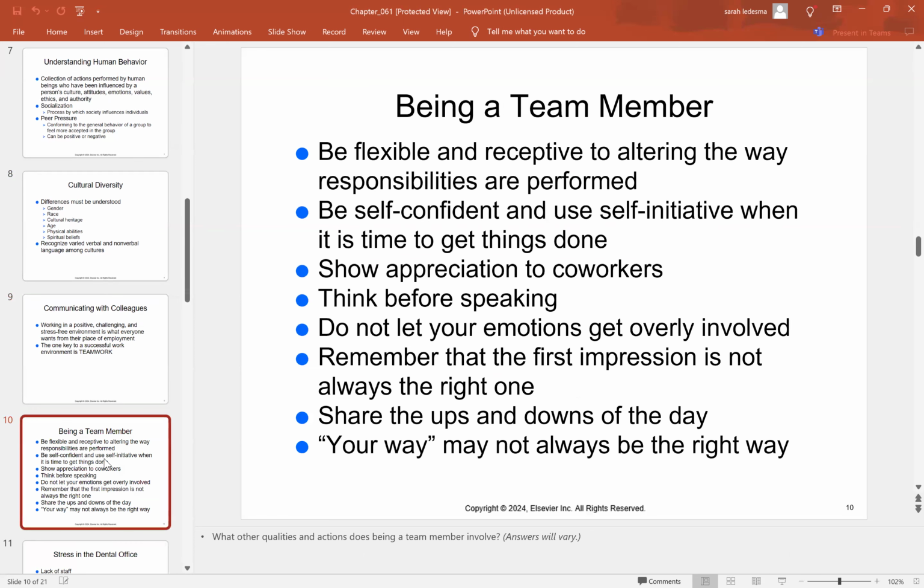Being a team member could include being flexible and receptive to altering the way responsibilities are performed, being self-confident and using self-initiative when it's time to get things done, showing appreciation to coworkers, thinking before speaking, and not letting your emotions get overly involved. Remember that the first impression is not always the right one. Share the ups and downs of the day. Your way may not always be the right way.